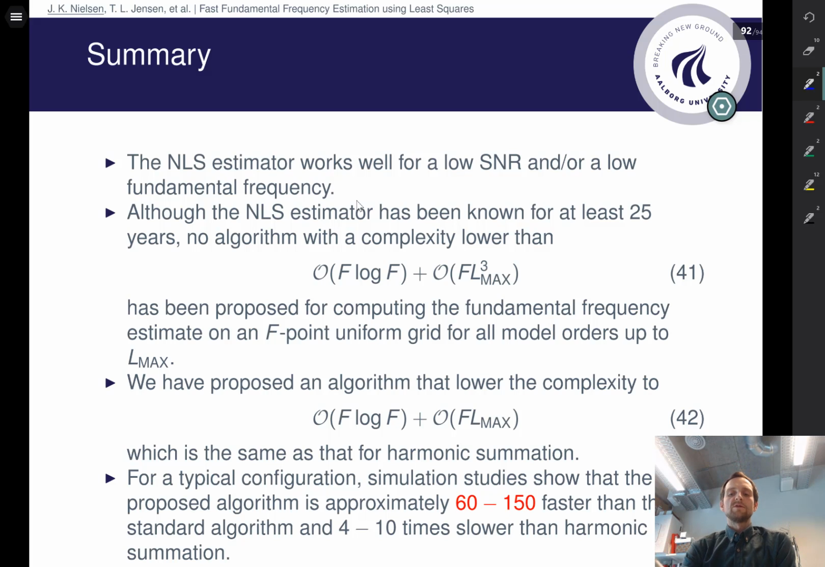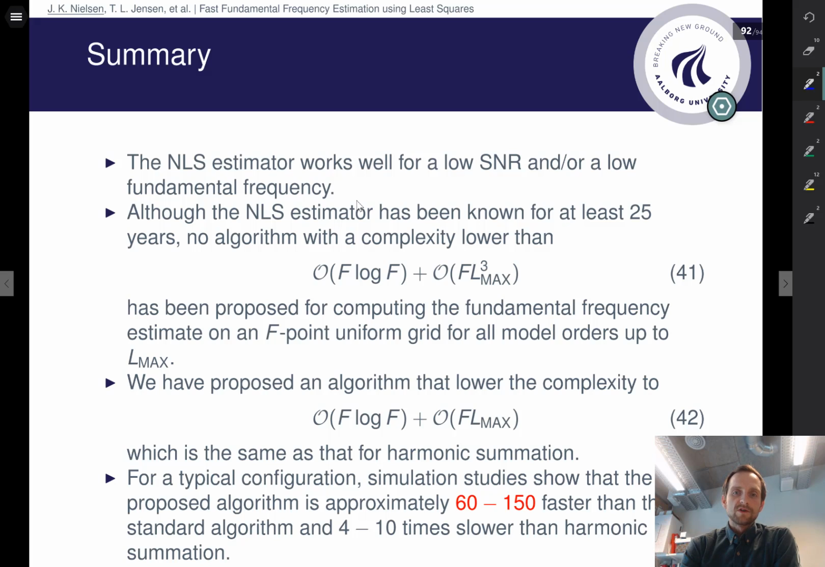Something that is a low frequency in hertz might be a high frequency if we consider long enough segments. On the other hand, a high frequency can actually be a low frequency if we consider short enough segments. But if we want a good time frequency resolution, then the NLS method is very good.